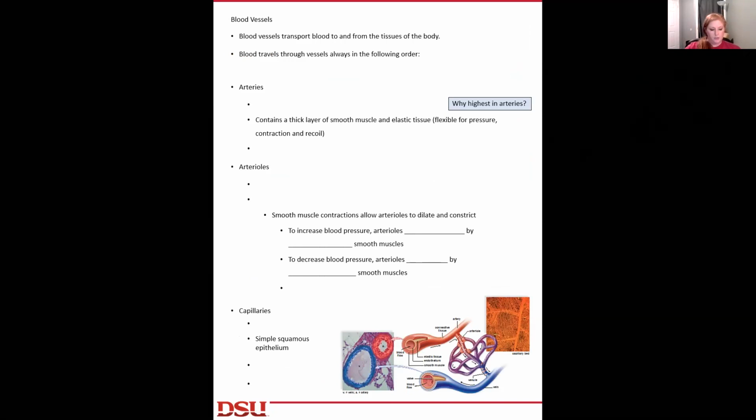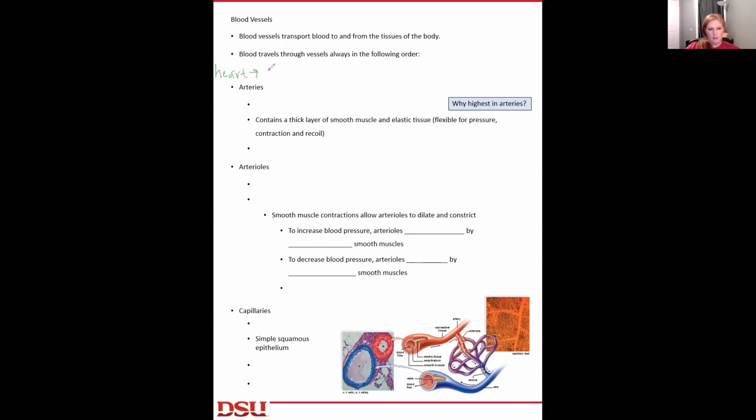Look at the blood vessels first. Blood vessels transport blood to and from the tissues of the body, and it travels through vessels in the following order. Let's see if I can get it all.